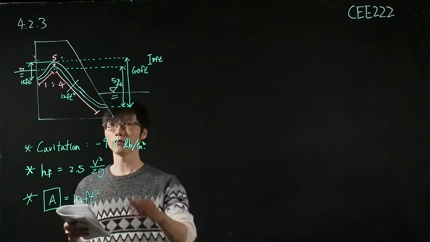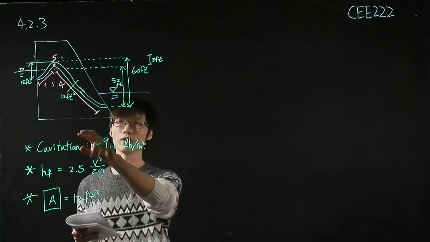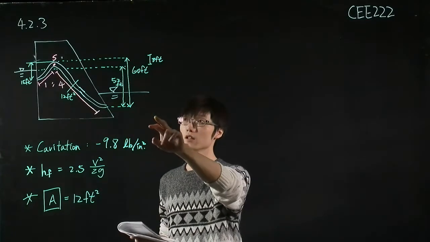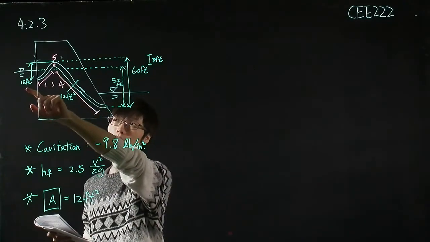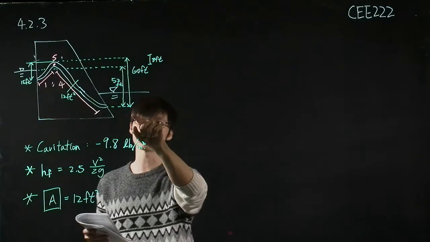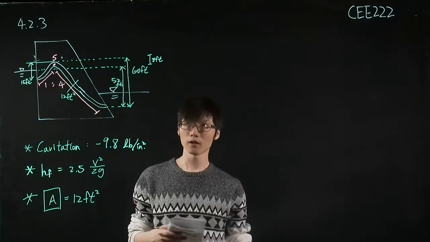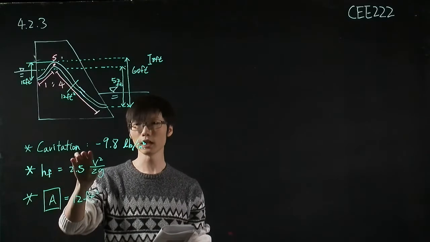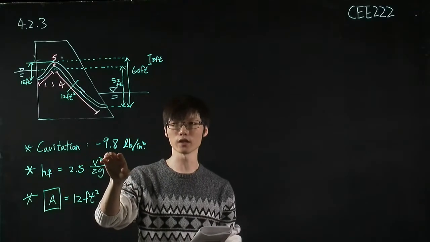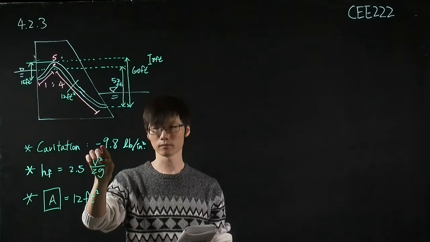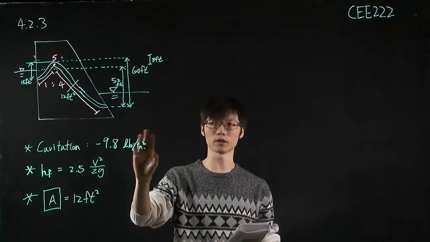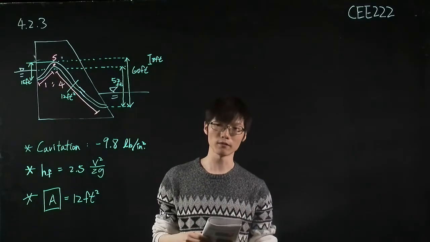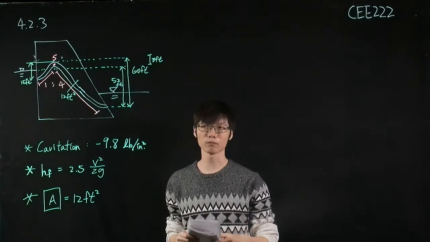Let's get started with the first question, 4.2.3. We have the siphon spillway set up like this, and we want to transfer the water from here to the downstream area here. From the problem, if the pressure is less than minus 9.8 pounds per square inch, then we will have the cavitation problem.